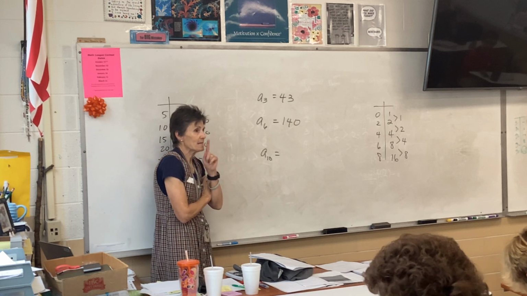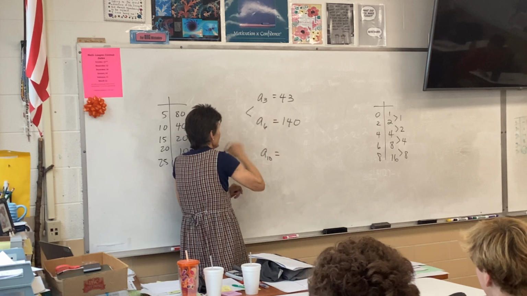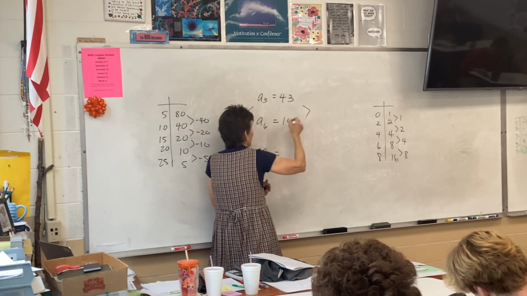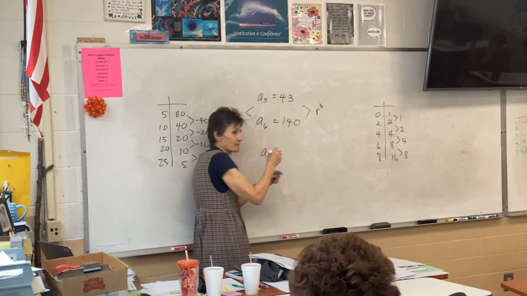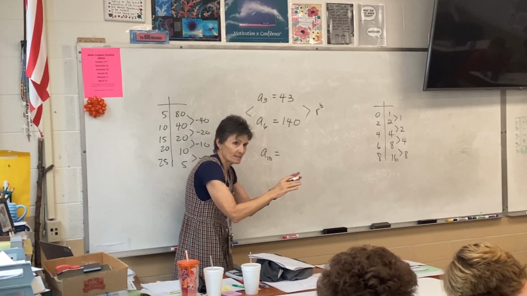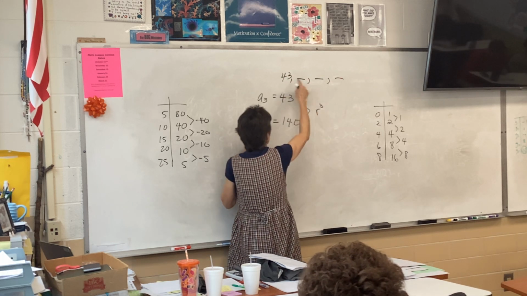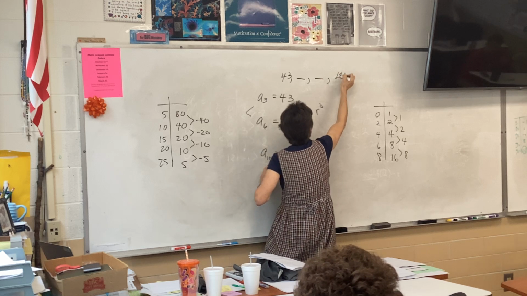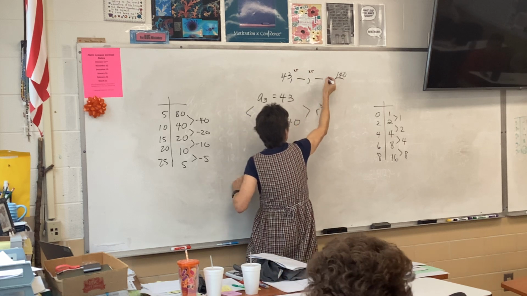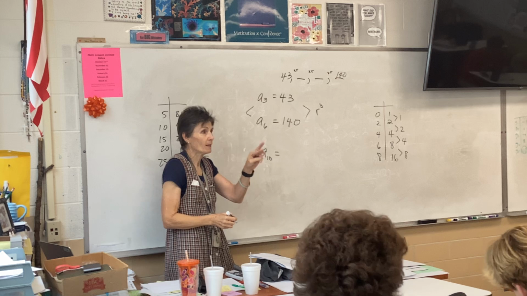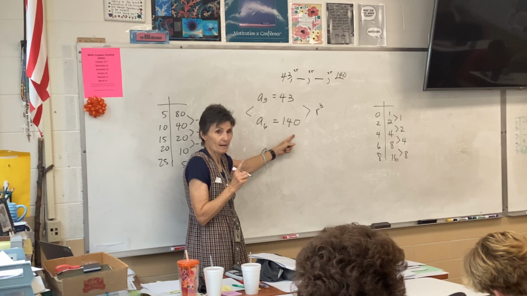Now, what does that mean? That means that to get from this term to this term, I am multiplying by r 3 times. Does that make sense to everybody? If you're geometric, here's the 3rd term, 4th, 5th, 6th term is 140. To get from here to here, I am multiplying by r, multiplying by r, multiplying by r. So I am multiplying by something 3 times to get from here to here. Do you agree with that?